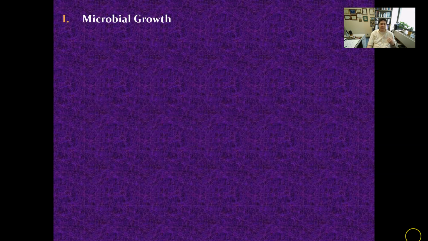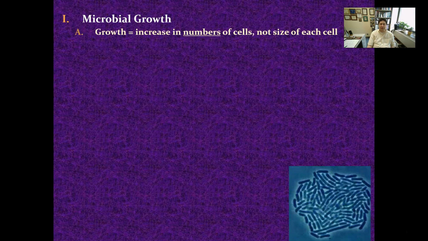So first of all, when we talk about microbial growth, growth refers to an increase in numbers of cells, not the size of the cell. So it's not just one cell getting bigger, it's a population getting bigger. So we start with one cell, one divides into two, two into four, four into eight, and so on. So our population gets bigger.